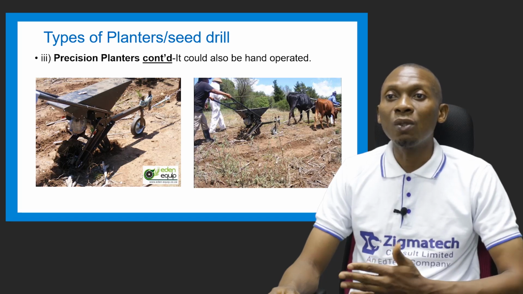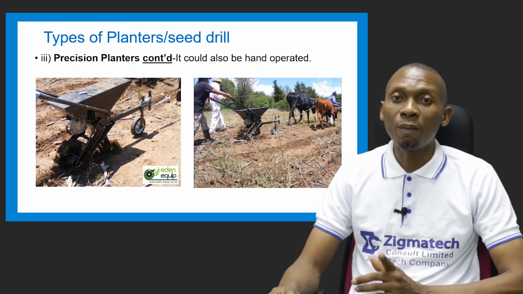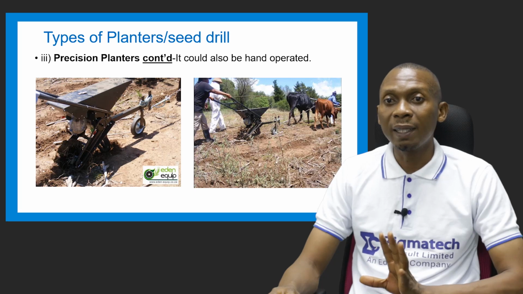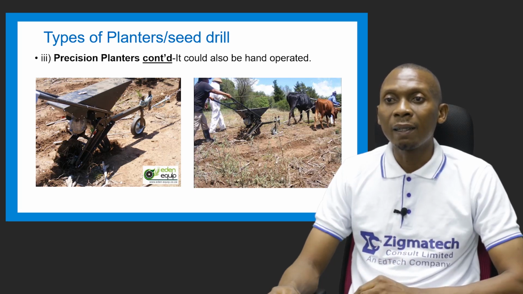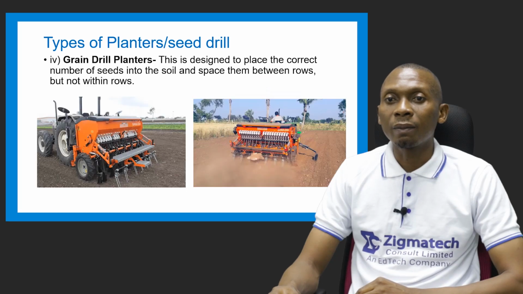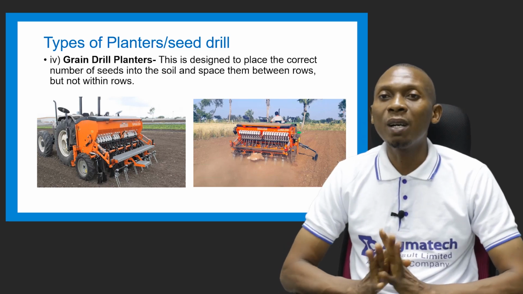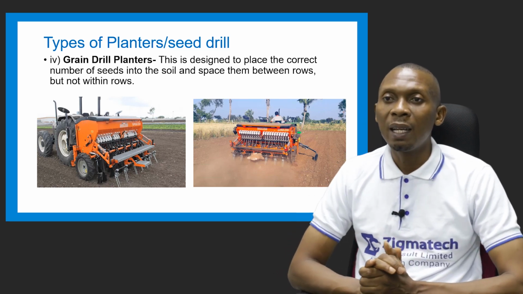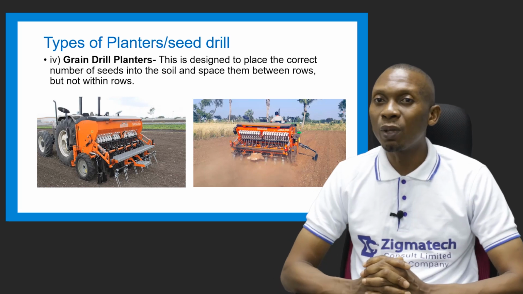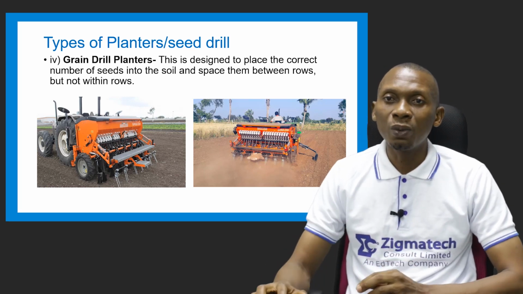We have the precision planter still continued. You can see it can also be hand operated. The previous picture was tractor operated. Now you can see how a hand operated precision planter looks. We have the grain drill planters. This is designed to place the correct number of seeds into the soil and space them between rows but not within rows.